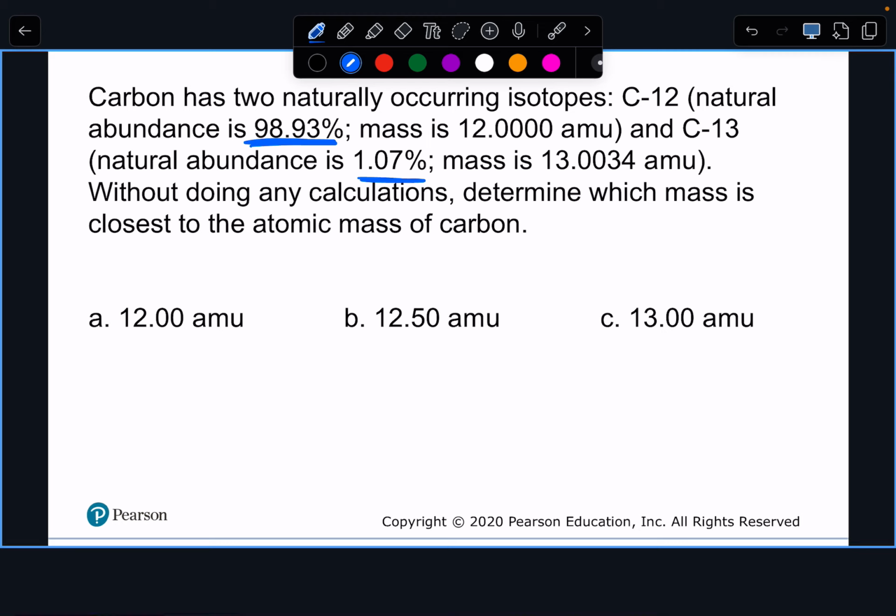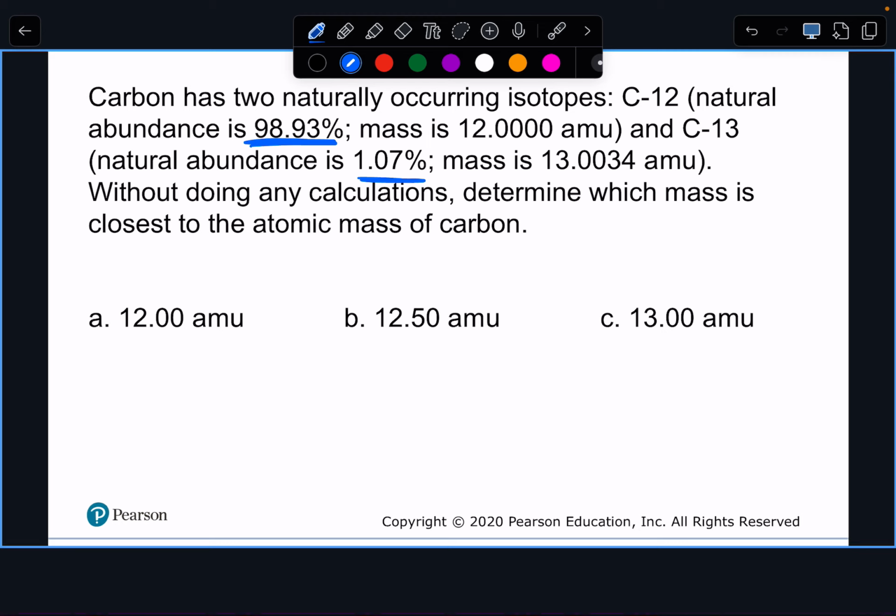And then carbon-14, 6 protons, 8 neutrons, is so small that this question just kind of pretended like it didn't exist. Okay? So there is carbon-14. It's probably like 0.00 something percent. So to simplify the question, they just got rid of it.